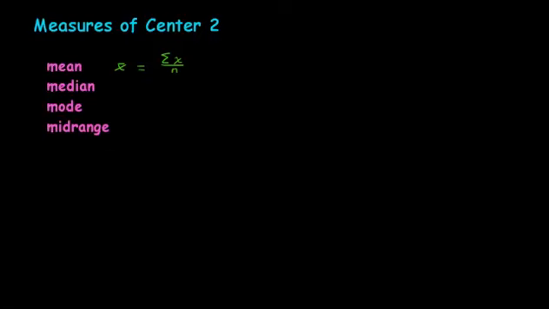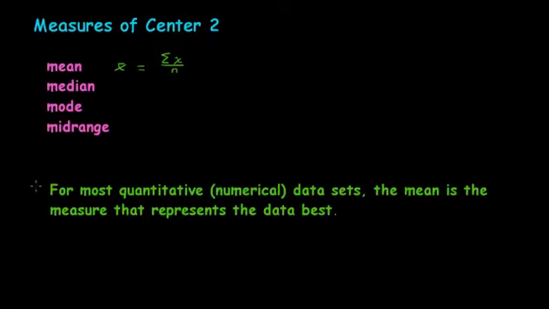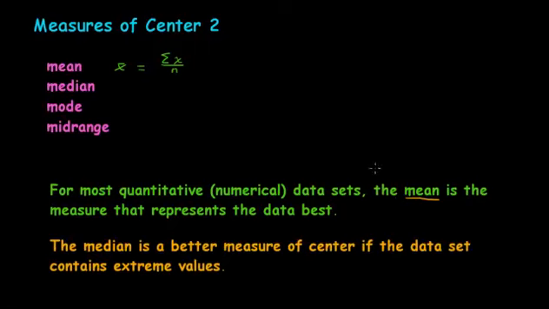So for most numerical data sets, the mean is usually the measure that represents the data best. When we're talking about quantitative data, the mean is usually the value that represents the data the best. Now, the median is a better measure of center if the data set contains extreme values. So we want to use the median if there are extreme values in our data set.